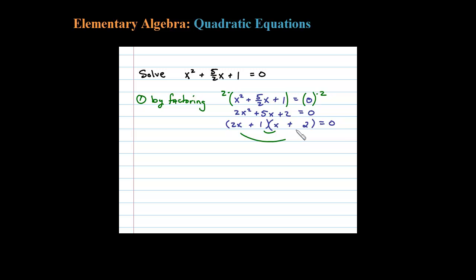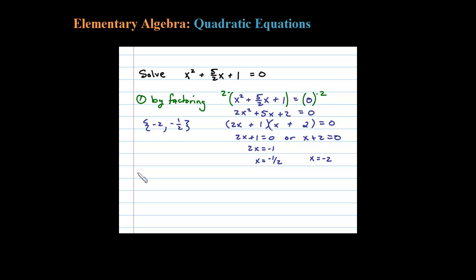So once you have it factored correctly, you then set each factor equal to 0. So either 2x plus 1 equals 0, or x plus 2 equals 0. So here 2x equals negative 1, x equals negative 1/2, or x equals negative 2. So here's my two solutions, negative 2 or negative 1/2.